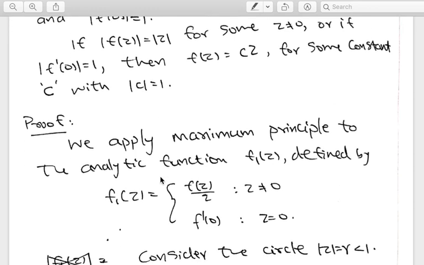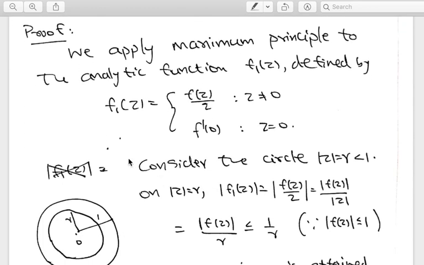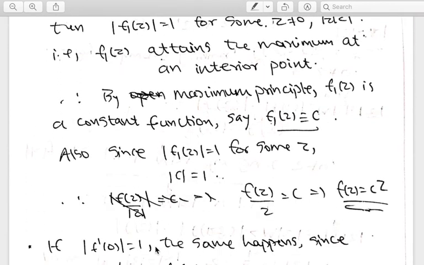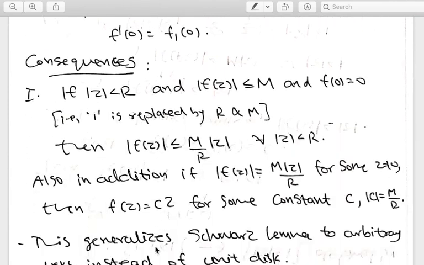The proof is very simple. Just simply apply the maximum principle to the redefined function f1(z) in this way. You will obtain the proof. Of course, you apply the maximum principle in a smaller disk, I mean r less than 1, and finally you let r tend to 1 and you obtain the result. That is very easy. Now, let us see some immediate consequences of this result.